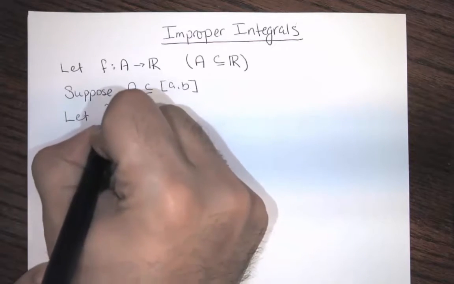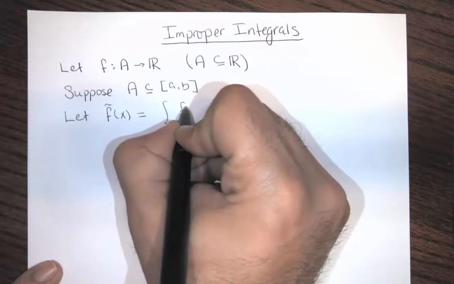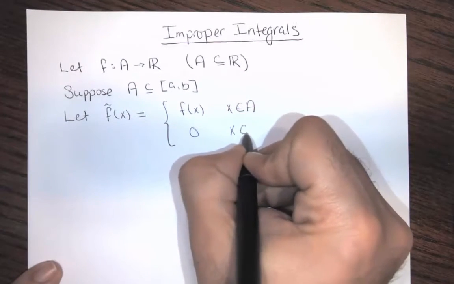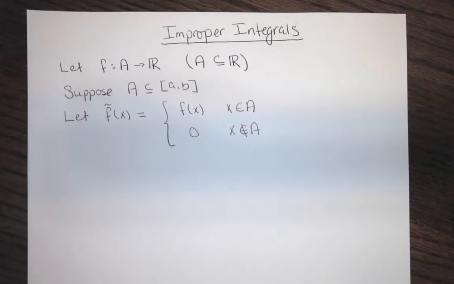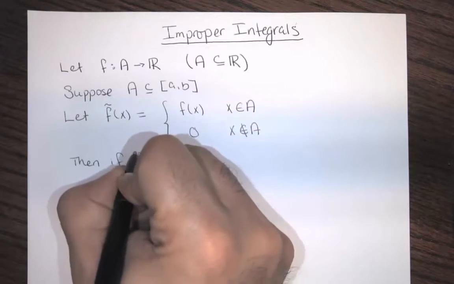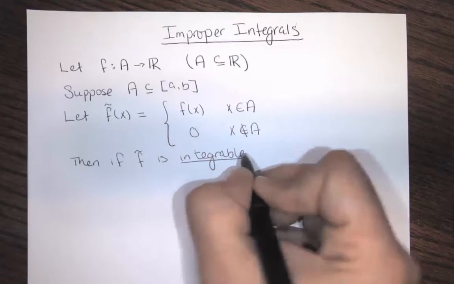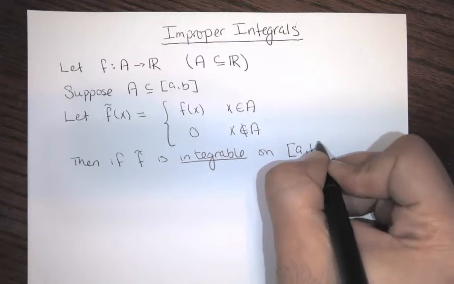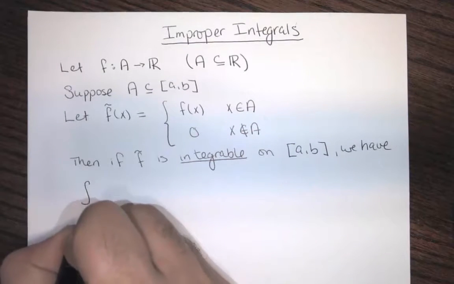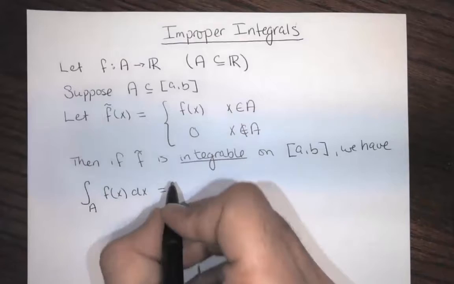So let f tilde of x equal f of x if x is in A, 0 if x is not in A. Then if f tilde is integrable on the closed interval a to b, we have the integral over A of f of x dx is equal, well, to that integral.